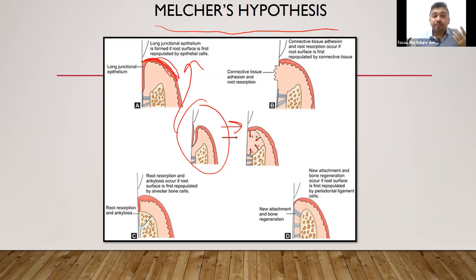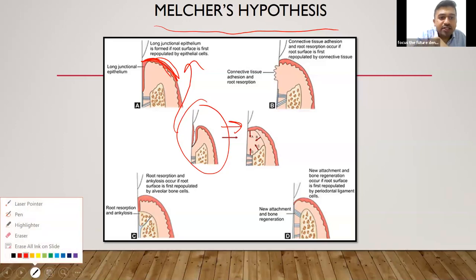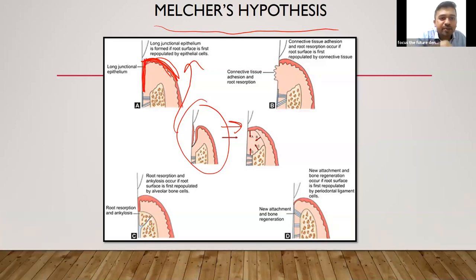We already studied that epithelial cells are fast growing cells, and if they occupy the wound site fast, what does it result in? If the epithelial cells jump and come to the wound site first, what will it result in? Yes, all of you have to answer. It is repair by formation of long junctional epithelium. Look at what has happened here. The wound site got filled with long junctional epithelium.